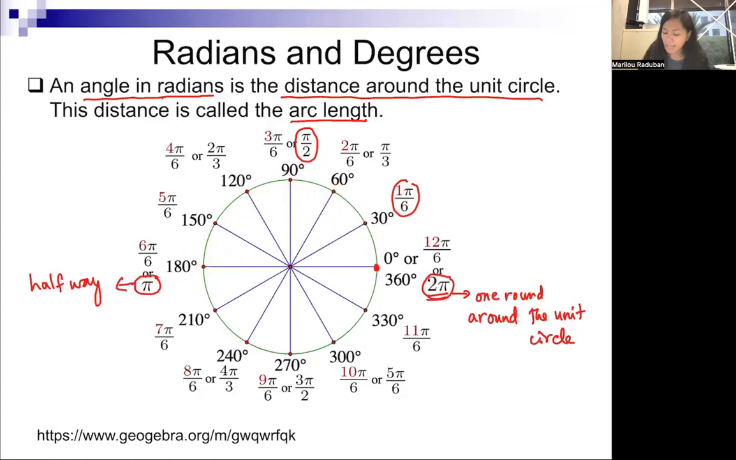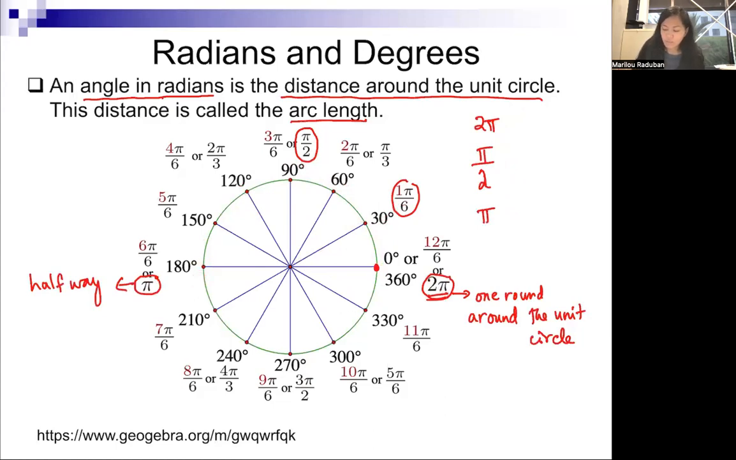But the special angles that we will encounter a lot will be 2 pi, pi over 2, and pi. These are the 3 special angles that you will be encountering quite a lot. 2 pi is one round around the unit circle, so that's the circumference. I'm sorry, pi over 2 is a quarter of the way, and pi is halfway around the unit circle.